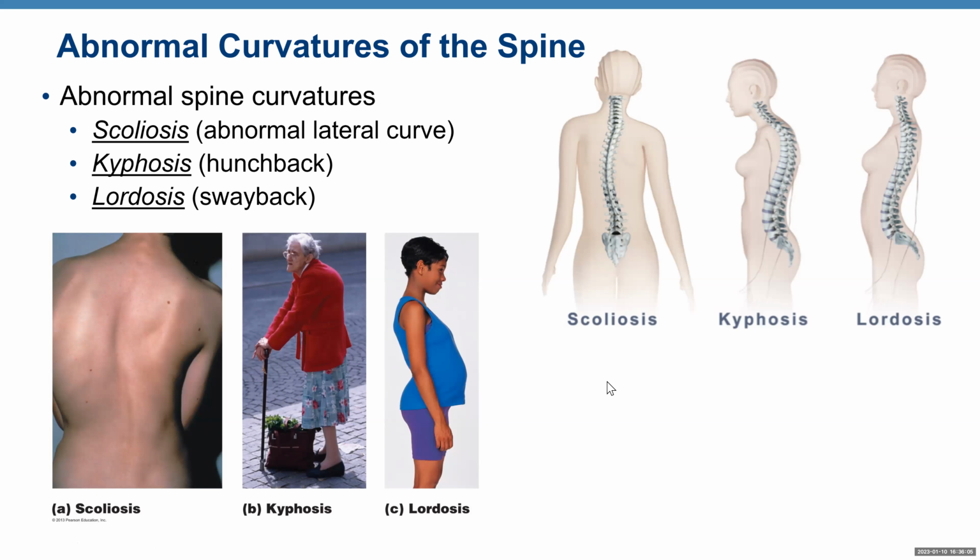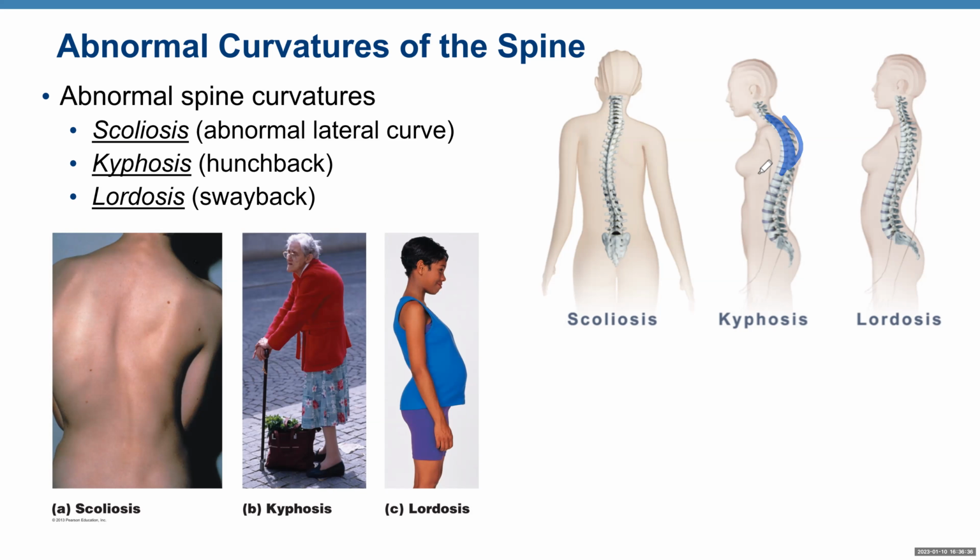Scoliosis is an abnormal lateral curvature of the spine. If you're looking at the posterior view over here, the spine should actually look straight, right? But here it's bent laterally. So here's the scoliosis. Kyphosis, or hunchback: in this lady you can see kyphosis.